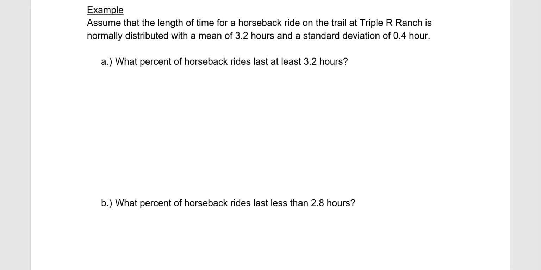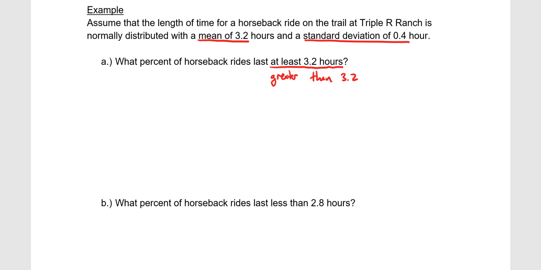For example, assume that the length of time for a horseback ride at a trail is normally distributed with a mean of 3.2 hours and a standard deviation of 0.4 hours. And for the first question, we want to know what percentage of horseback rides last at least 3.2 hours. So at least 3.2 hours means essentially greater than or equal to 3.2. So this would represent an area to the right of 3.2.